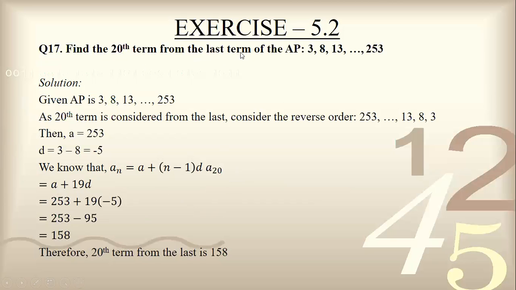Find the 20th term from the last. So we need to find a20, which is a plus 19d. 253 plus 19 into minus 5. So we get 158. Therefore, the 20th term from the last is 158. So to find something from the last, we reverse the AP and then find the answer.